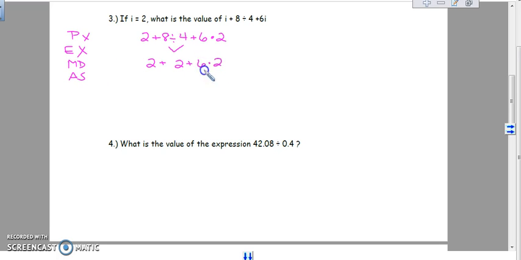Now I still have multiplication. So that's 12. Again, addition and subtraction, whatever comes first. So I'm going to work with these guys first. 4 plus 12. So that gives me 16.